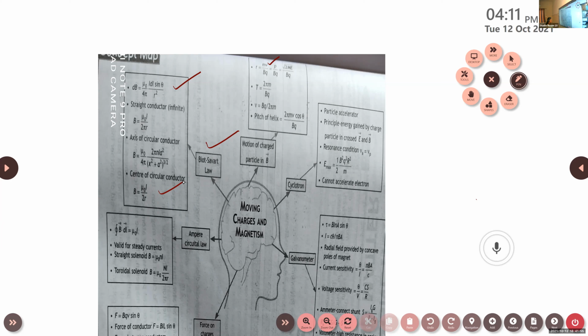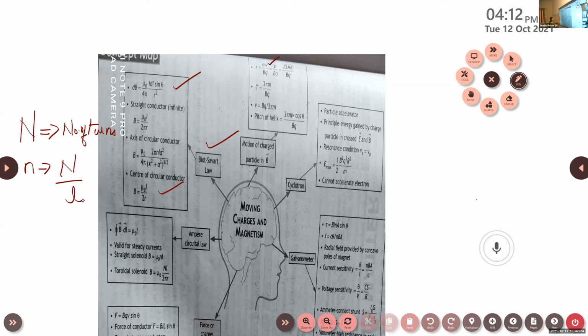equal to mu 0 Ni. For a toroidal solenoid, B is equal to mu 0 Ni by 2 pi r. And one more thing that you must keep in mind: here capital N represents the number of turns, and small n represents the number of turns per unit length, that is capital N by L. Capital N is the number of turns, small n is the number of turns per unit length.